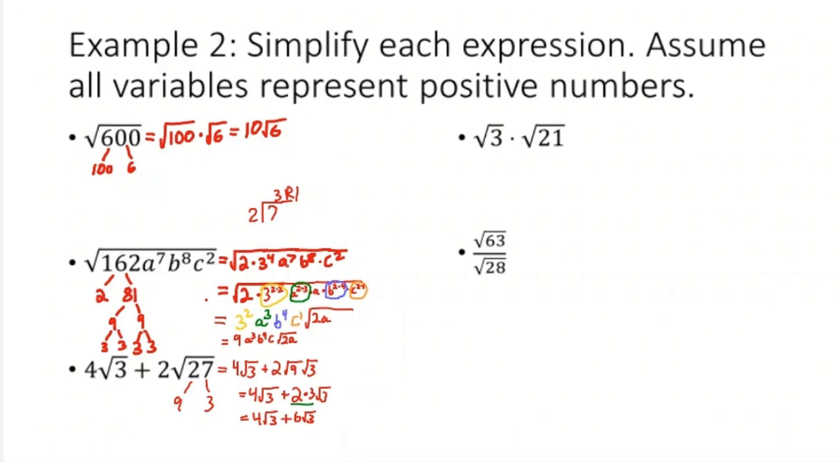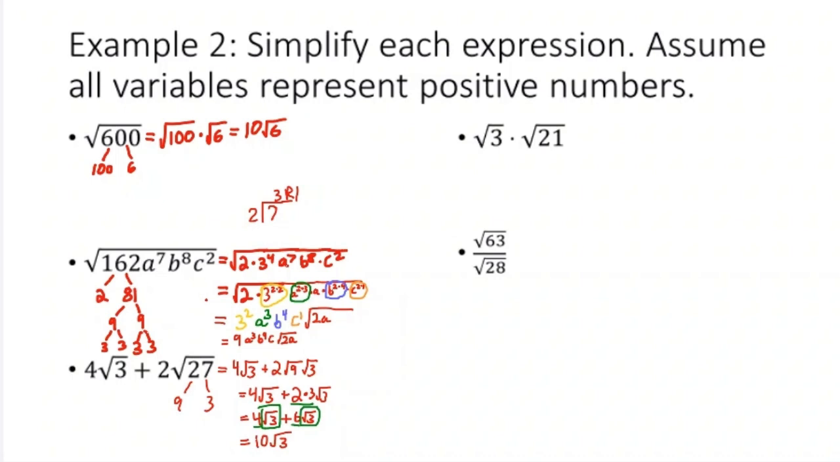Since the root 3's are the same expression, we can collect our like terms by adding the coefficients. 4 plus 6 is 10, and we keep the root 3's behind them, as if we were doing 4x plus 6x. So 4 root 3 plus 2 root 27 is equal to 10 root 3.